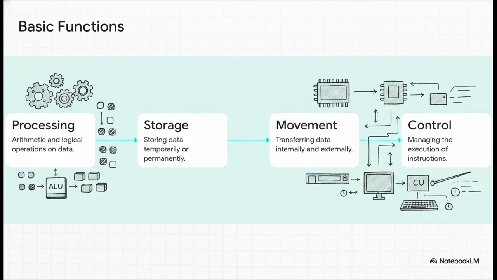Number one, data processing. The computer has to perform arithmetic and logical operations on data, which is mostly handled by the ALU. Number two, data storage. It has to store data, either temporarily in registers while it's working or permanently in memory devices. Number three, data movement. The system has to constantly shuttle data back and forth between internal components or out to external I/O devices. And finally, number four, control. The control unit has to manage the operation of all these different pieces and dictate the step-by-step execution of the instructions: processing, storage, movement, and control. If a machine can do those four things under the von Neumann architecture, congratulations, you've got a computer.